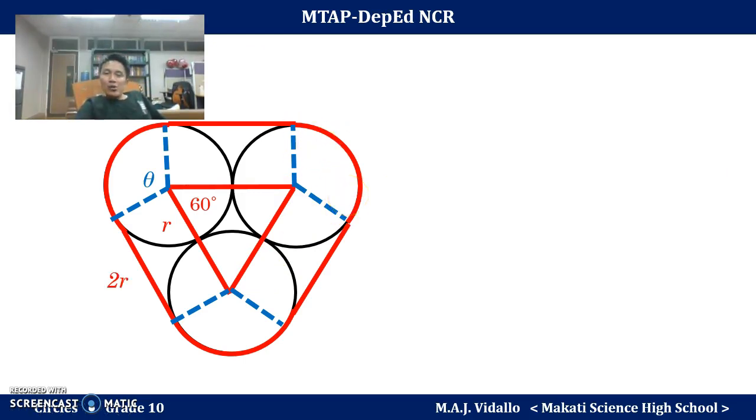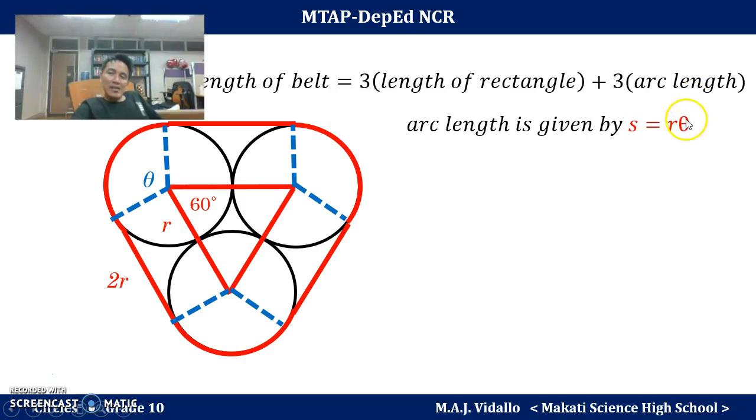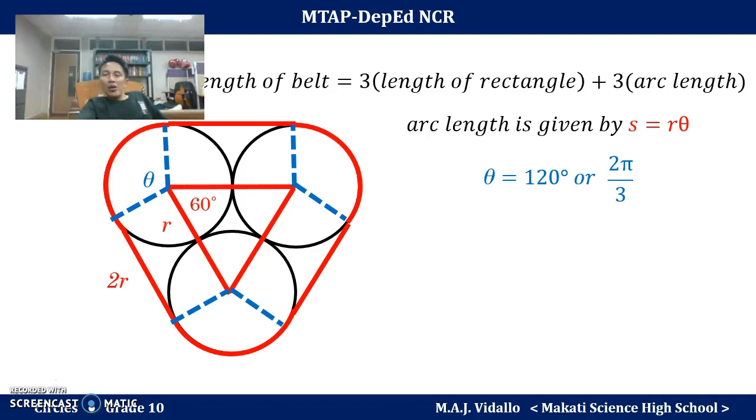Now, we know that the length of the belt here, which is equal to 50, is actually 3 times the length of this rectangle, agree? Plus 3 times the arc length. And how are we going to get the arc length? The arc length is given by S equals the product of the radius and the angle theta. Take note that this theta should be expressed in radians. Since our angle is 120, as you mentioned earlier, we're going to use theta, which is 2 pi over 3 radians. So let's just follow the formula.